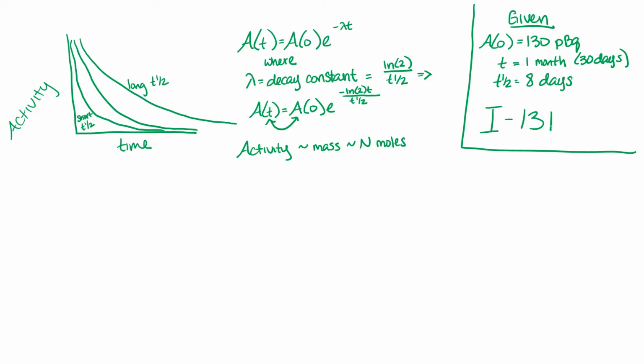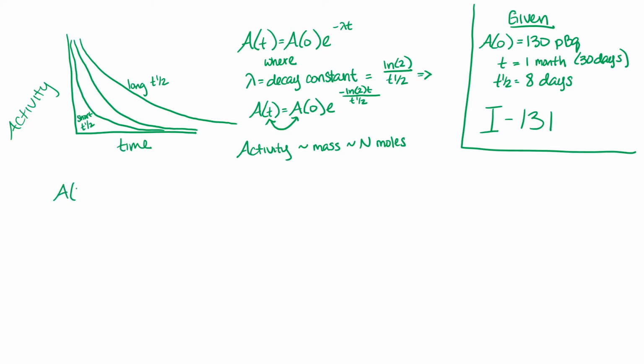We're looking for the activity after this given time has elapsed, and the activity at a given time is already on the left side of the equation, so no rearranging is necessary here. We're just going to plug in what we've been given and solve for the activity at a given time, which is sometimes written as A of F or activity final.